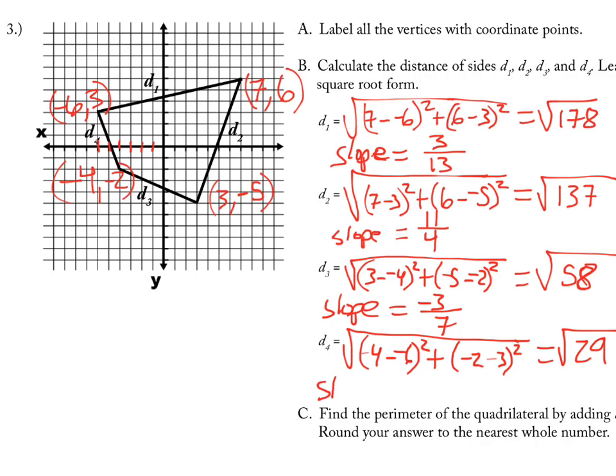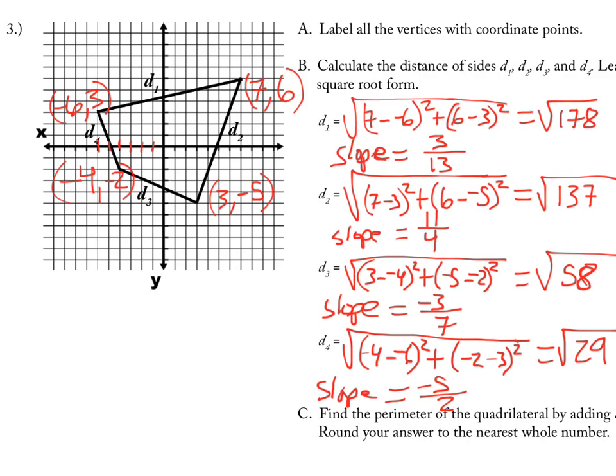And then the slope for this guy, well, the rise is right there, negative 2 minus 3, which is negative 5. And then the run is the negative 4 minus negative 6, which is 2. So we have a slope of negative 5 halves.